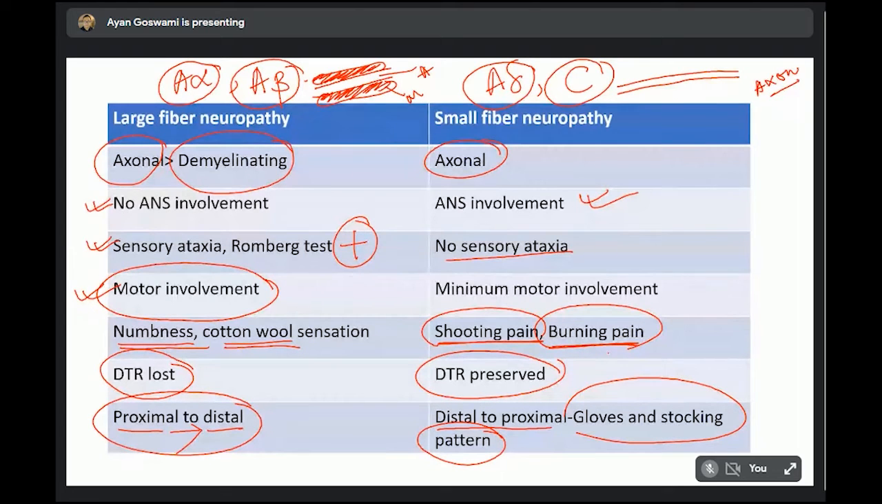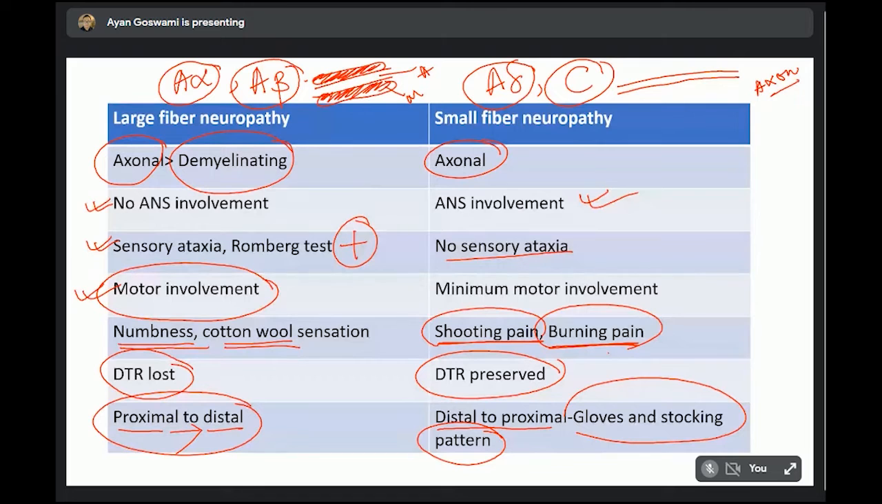So we are concerned with neuropathy. A long-standing diabetic patient with neuropathy, right? What kind of neuropathy is it in diabetes? To start with, it is axonal neuropathy. Initially axons are damaged, and it is small fiber neuropathy to start with, right?